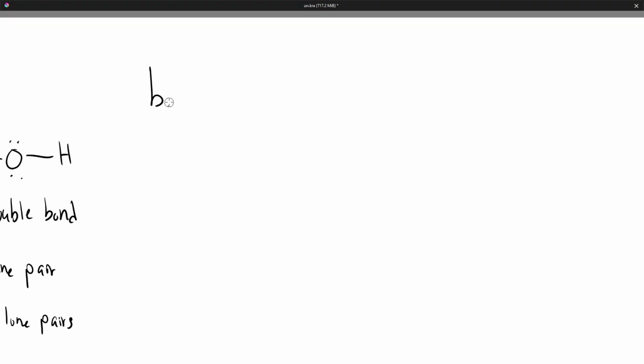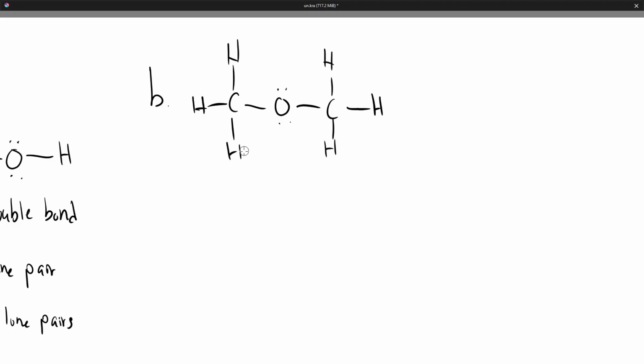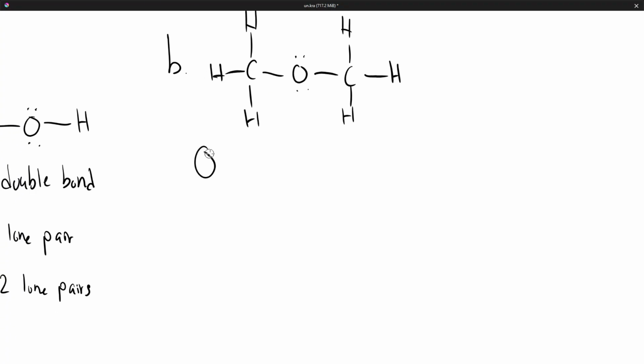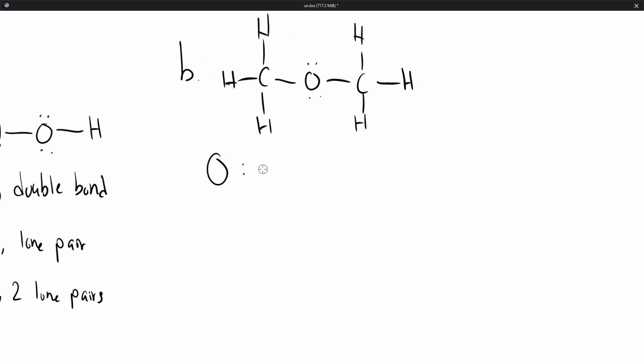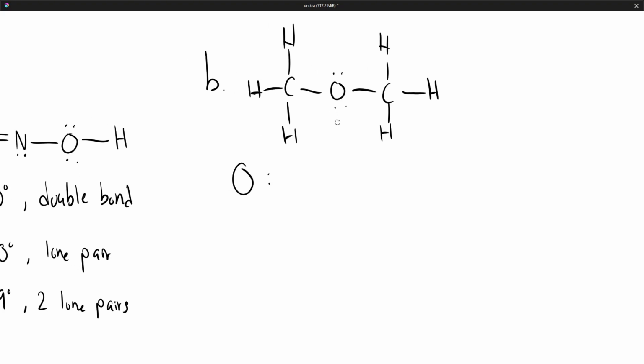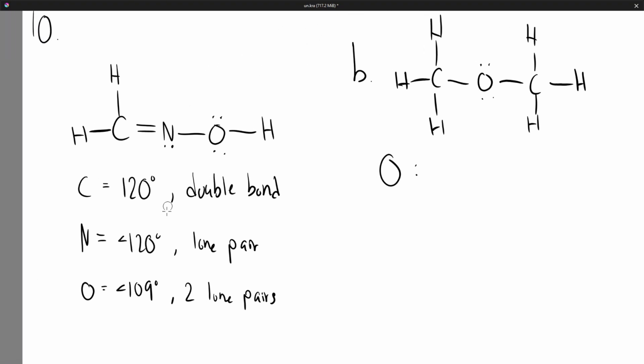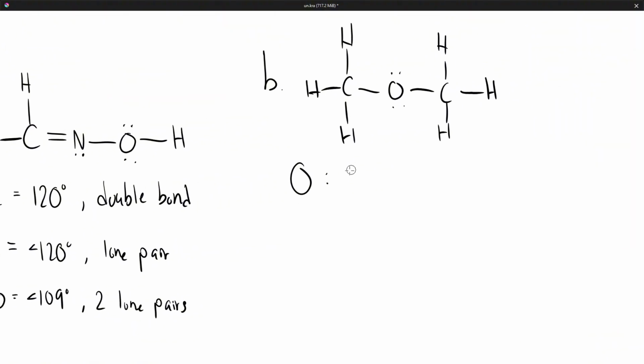So for B, it's CH3, O, CH3 again. Okay, so let's start with the oxygen. So the oxygen, like the one in the last problem, you should see deviations at around the two lone pairs. And like the one from the last problem from A, its angles are less than 109 degrees.